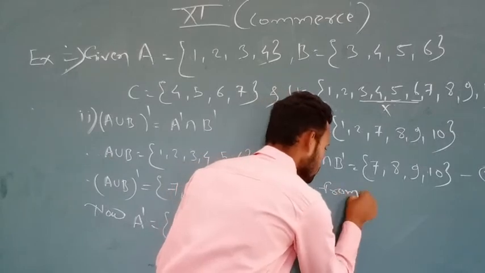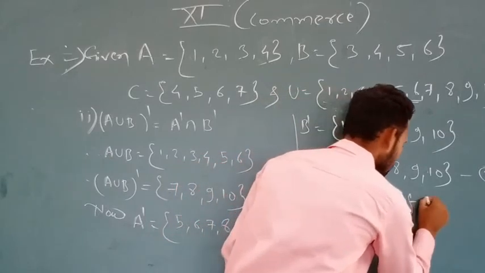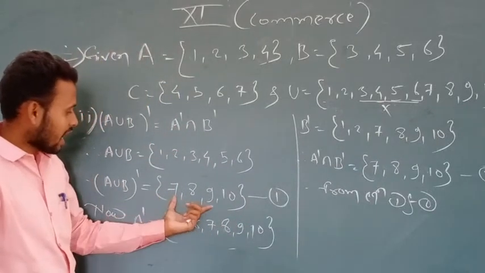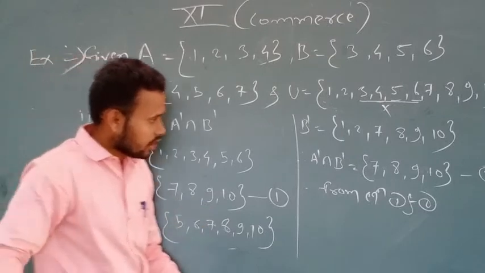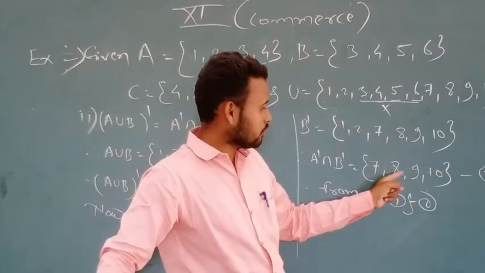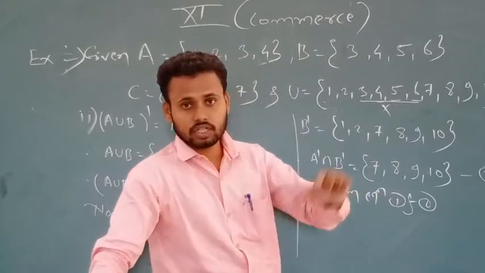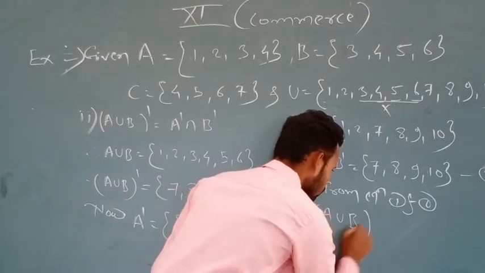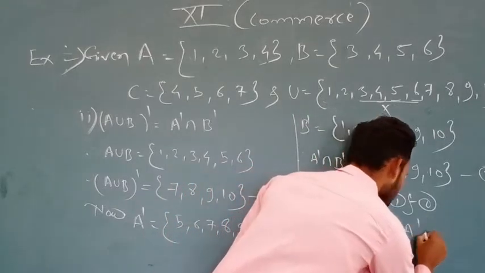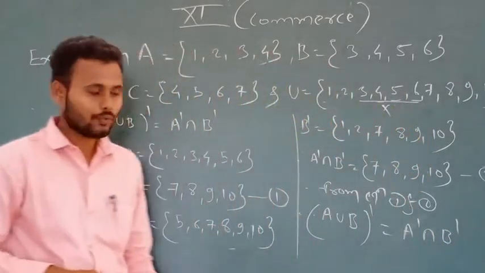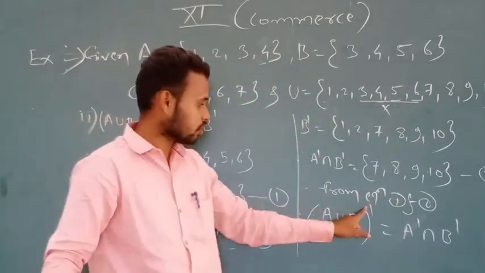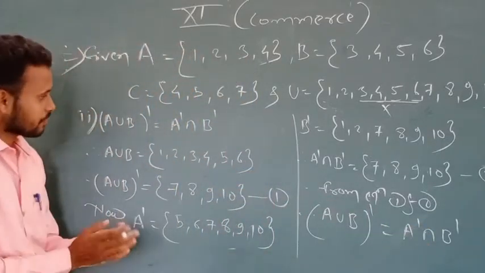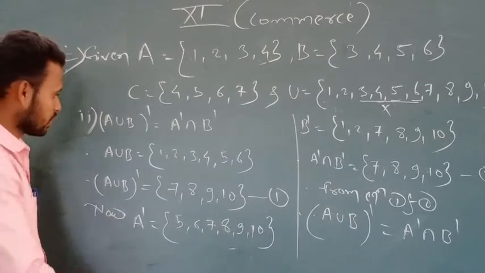Therefore, from equations 1 and 2 we observe that the RHS of equation 1 contains the elements 7, 8, 9, 10. The right hand side of equation 2 also contains elements 7, 8, 9, 10. The RHS of these two equations is the same, therefore we say that the LHS is also the same. Therefore (A union B) complement is equal to A complement intersection B complement. We verify the property (A union B) complement equals A complement intersection B complement, which is the required property. Now take the next property.